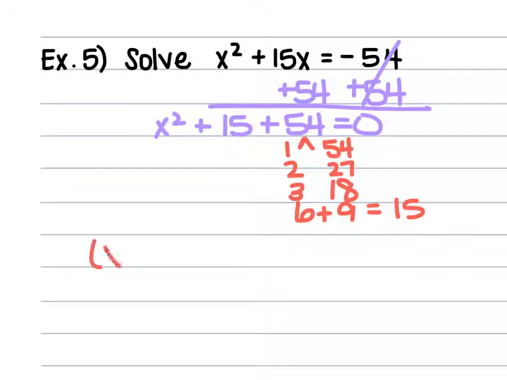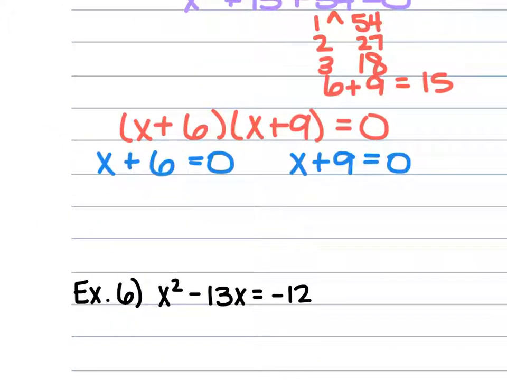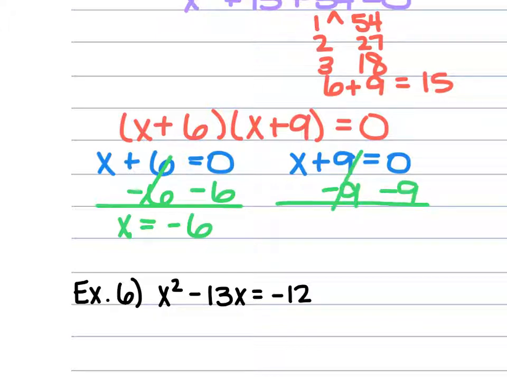So this is going to be x plus 6 times x plus 9 is equal to 0. So from there, set the x plus 6 equal to 0, set the x plus 9 equal to 0, and solve for both of them. The x plus 6, we're going to subtract it from both sides. So x is equal to negative 6, and the x plus 9, we're going to subtract 9 from both sides to get x is equal to negative 9. If you were to put this in your solution set, you'd have the solution set of negative 9, negative 6.